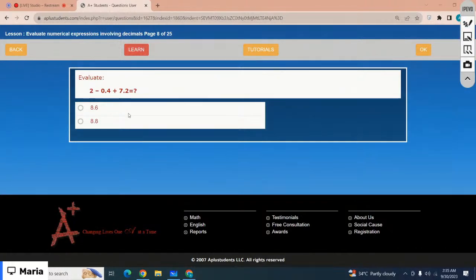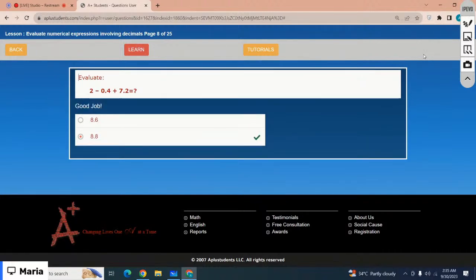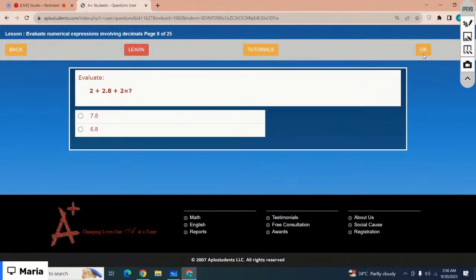Okay, the next one is, you have to add them also. Which is the correct option? It would be 6.8. The correct option is 6.8.